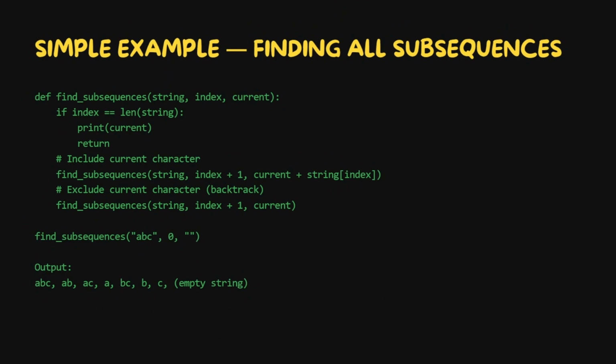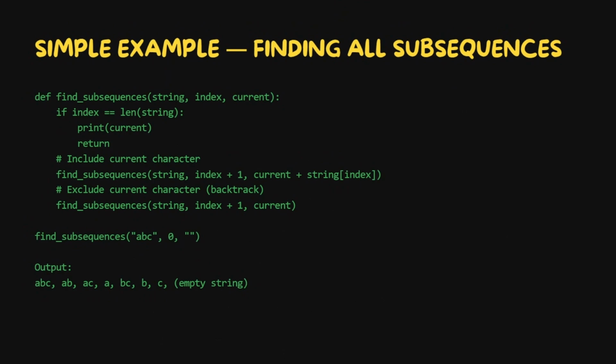Let's look at a simple example to understand backtracking better. Finding all subsequences of a string. A subsequence is a sequence derived from another sequence by deleting some elements without changing the order. For example, subsequences of A, B, C are A, B, AB, AC, and so on.